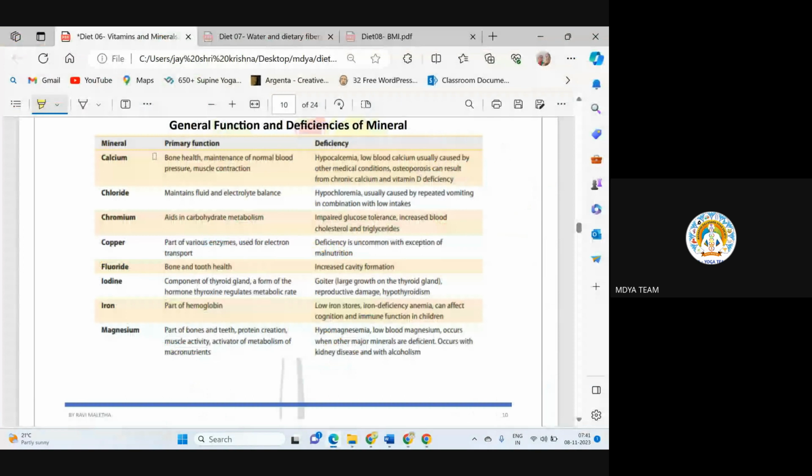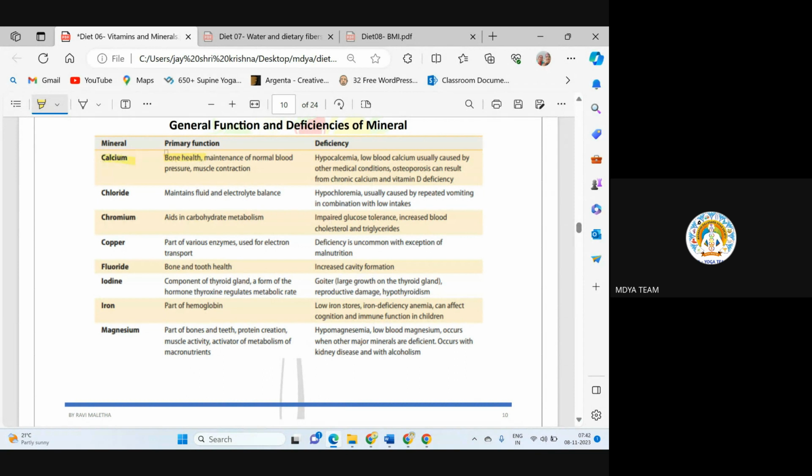Calcium. So calcium is required for bone health. And yesterday I also told you, deficiency of calcium leads to which disease? Osteoporosis. Yes, osteoporosis. And if there is deficiency of vitamin D and our body is unable to absorb calcium from diet, then that condition is known as osteomalacia. Yes, osteomalacia.